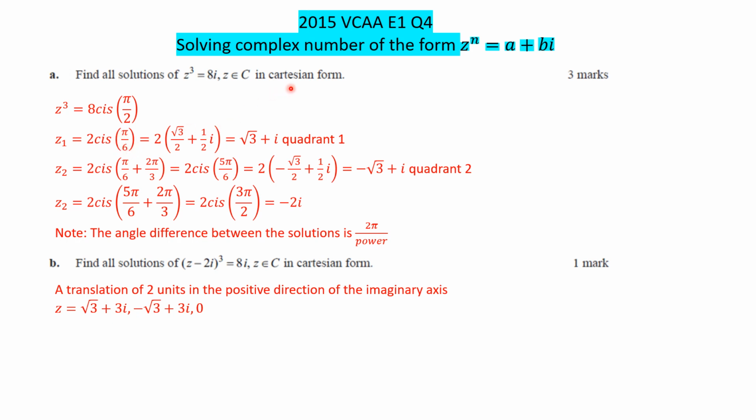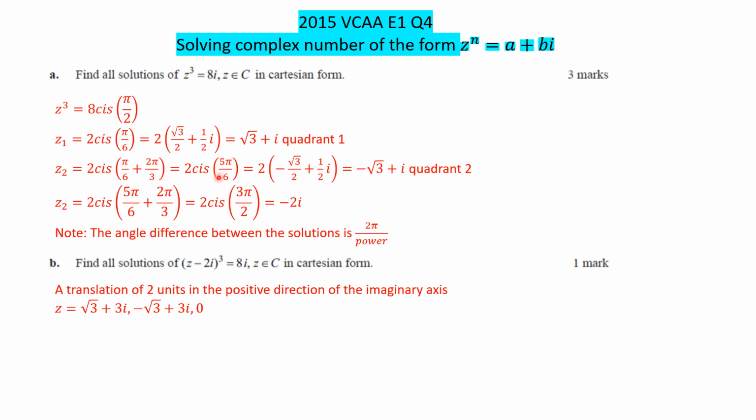Because you want Cartesian form, you can just convert the polar form into Cartesian form easily here. Keep in mind that this one is in quadrant 1. Once you have got one solution, you can work out the other ones. Because you've got power 3 here, the angle difference between the solutions should be 2 pi divided by 3. For the first solution, your angle is pi on 6. So for the next one, all you need to do is add 2 pi on 3 to pi on 6. All solutions have the same modulus. And then you end up with this.